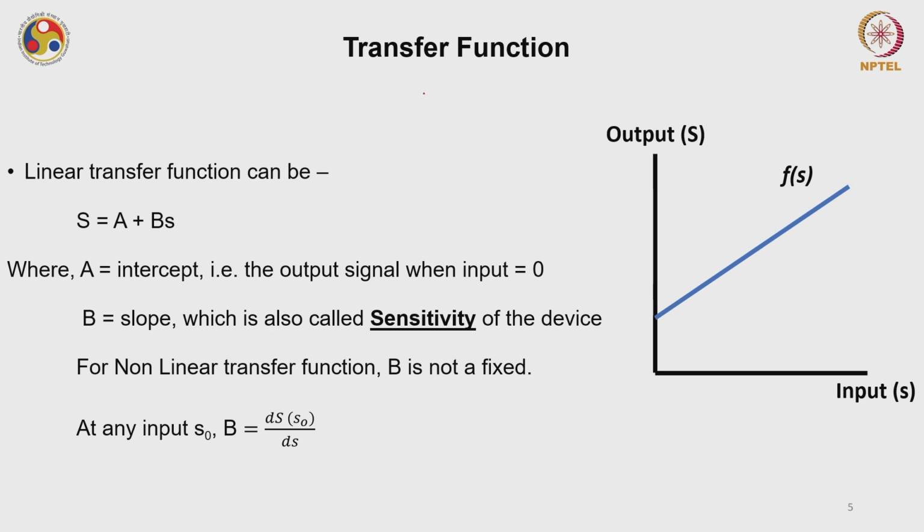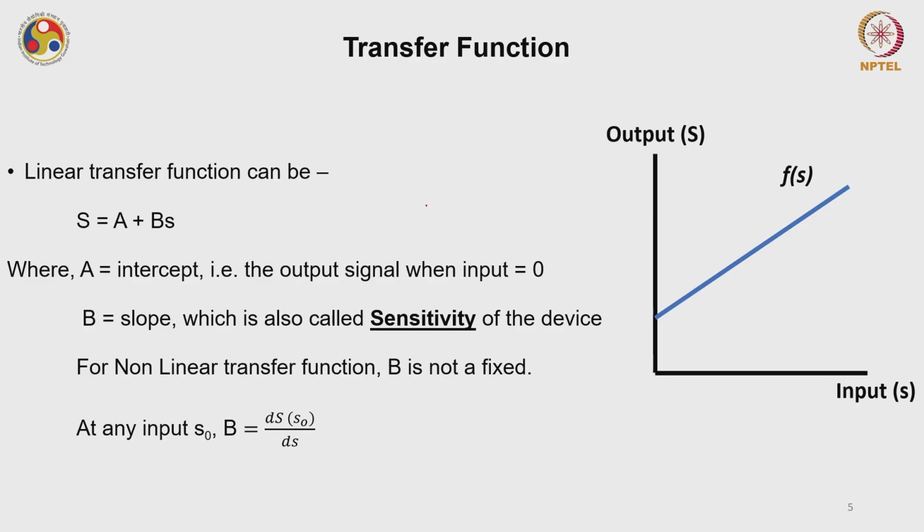So a linear transfer function can be like S = A + Bs, where A is the intercept, meaning the output signal when input is 0, and B is the slope. B is also known as the sensitivity of the sensor. So if I have to define the sensitivity, I can say that the slope of the linear part of this output versus input curve can be called the sensitivity. For a nonlinear transfer function, you do not have a defined slope, meaning B is not fixed.